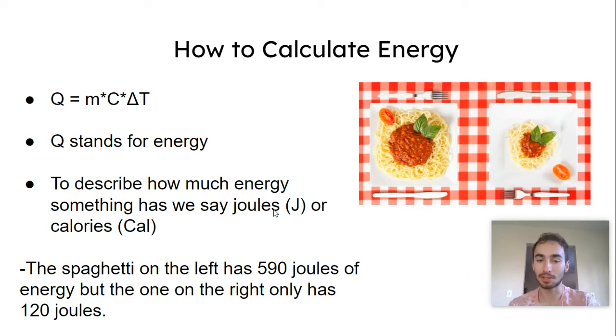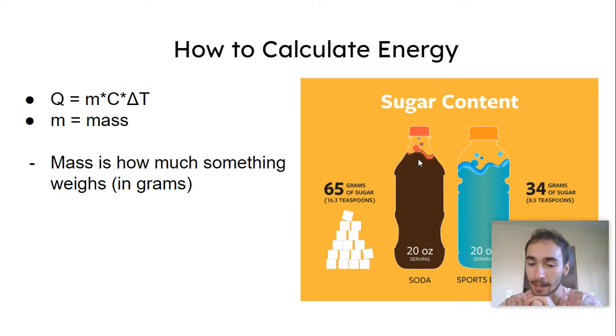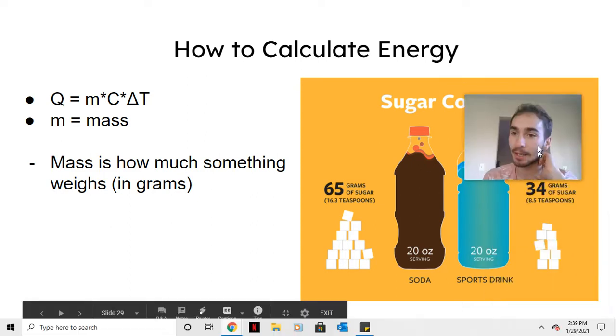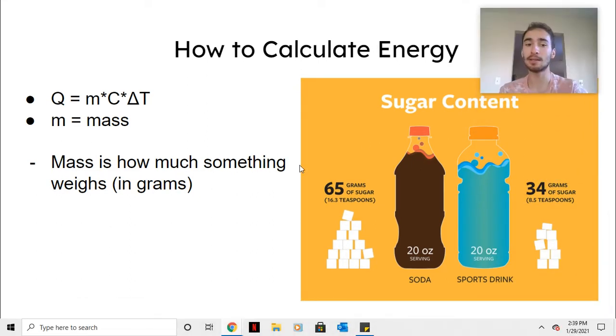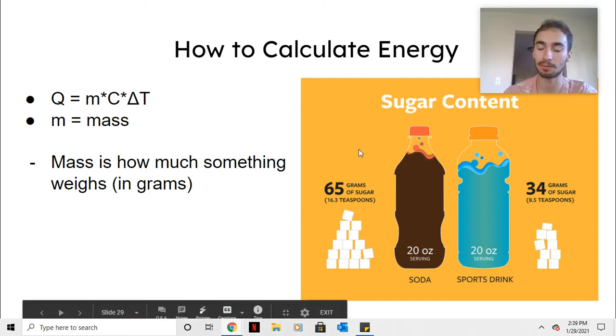Okay, so that's Q. Next, M. M is mass. Mass is very similar to weight. Just think of mass as how much something weighs. We use grams because we're usually not doing things that are super heavy in chem. So mass, grams, how much something weighs.